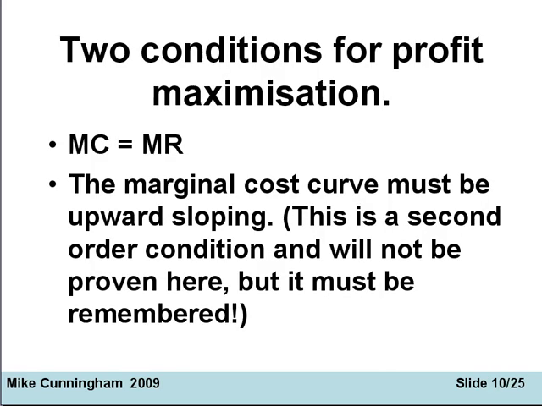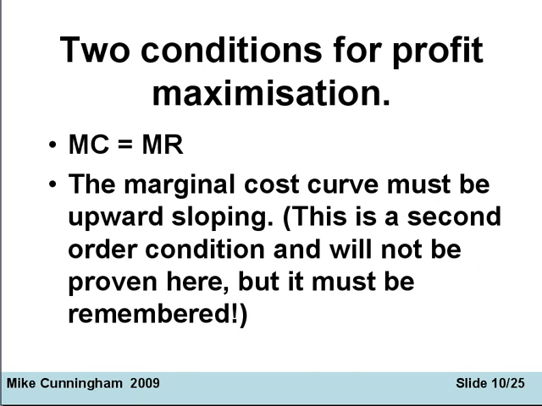So the two conditions for profit maximization are marginal revenue equals marginal cost. Okay, we've established that. And the second one is the marginal cost curve must be upward sloping. Now, we'll bump into this again in other videos, and this is called a second order condition. If you've done calculus, you'll understand this completely. If you haven't, just for the moment, take it as a second condition. There are two conditions for profit maximization. Marginal cost equals marginal revenue, and the marginal cost curve must be upward sloping. That must be remembered.